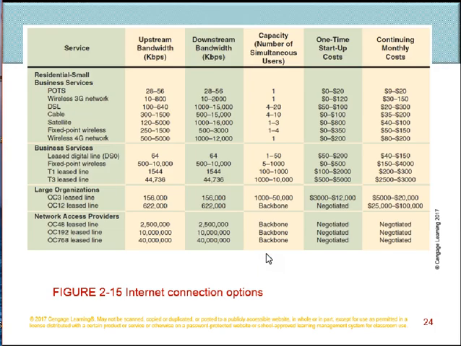And here we see a variety of internet connection options, and the range of upstream and downstream bandwidth, the number of simultaneous users, startup costs, and continuing monthly costs for internet connection options.